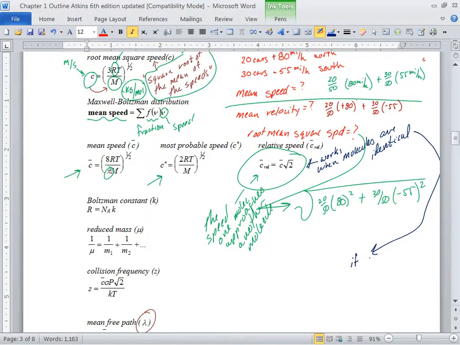So if they're not identical, well, what was it? I think that relative speed, all you do is, instead of c bar, well, okay, we'll just get this from the book instead of deriving it. We'll get the point across. There's a little mu in there. And what is that mu? It's this reduced mass.